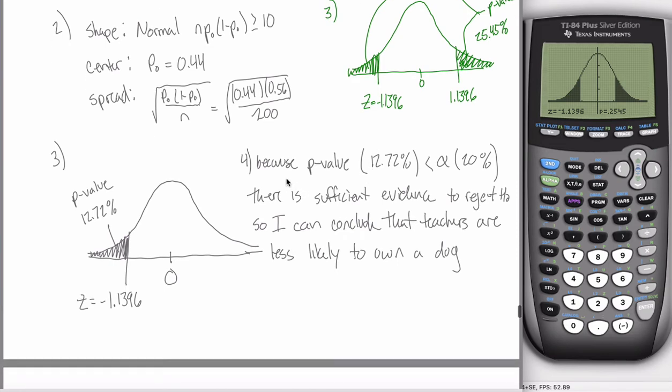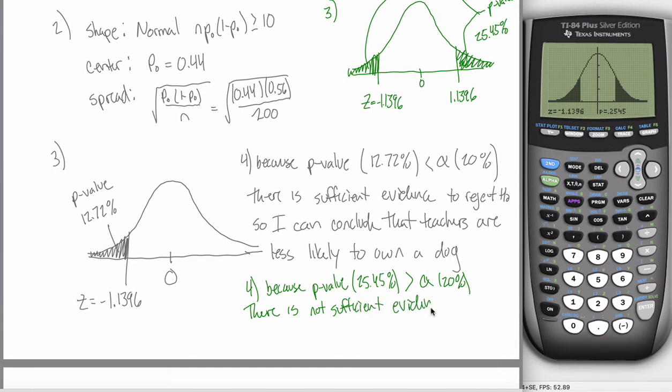And then what my conclusion would be, well, I would say, sure, I guess I can drop below this, because the p-value, which is now 25.45%, is greater than alpha. It's no longer less than alpha. It's greater than alpha because alpha is 20%, and 25 is bigger than 20. I can just copy what's written here except add the word not a couple times. There is not sufficient evidence to reject the null hypothesis.